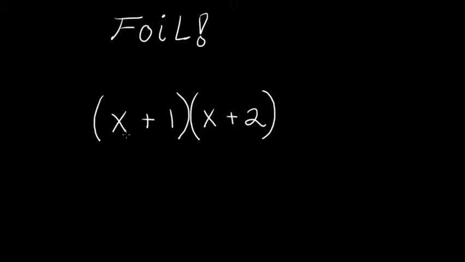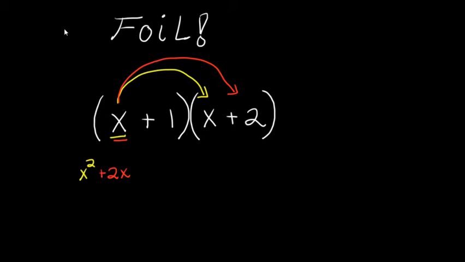So we're always going to start with the first term on the left side. So first term, we're going to multiply into the first term of the second. So x times x gives me x squared. Then I'm going to multiply that same term into the far term of 2 here. So x times 2 gives me a 2x.